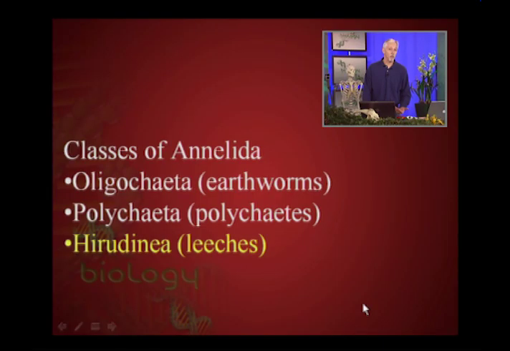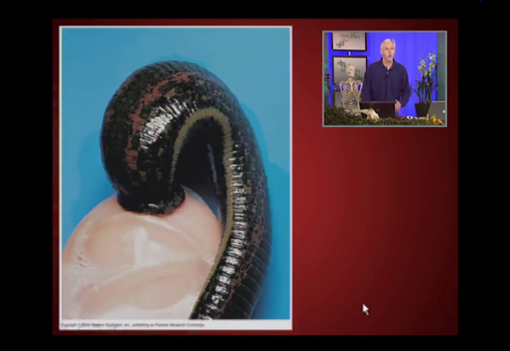And then the last class are the Hirudinea, which are the leeches. And leeches, of course, are ectoparasites. And I don't know if you've ever seen leeches up close, but they are segmented. They look actually a lot like an earthworm. If you see them move, they kind of move like an earthworm. It's just that instead of being an animal that lives in the soil, eating the soil pretty much is what earthworms do, this is an ectoparasite, a blood-sucking animal.